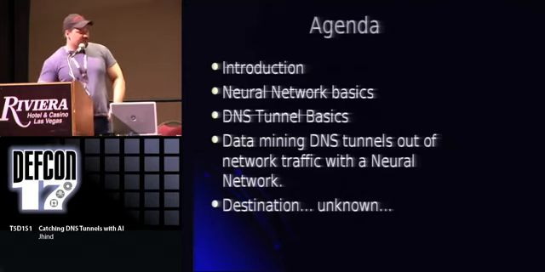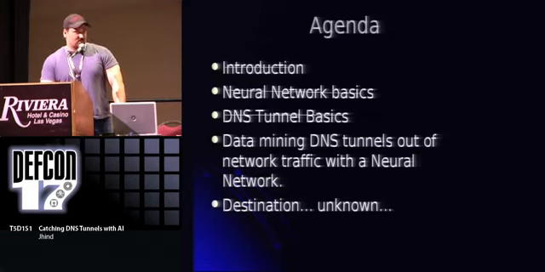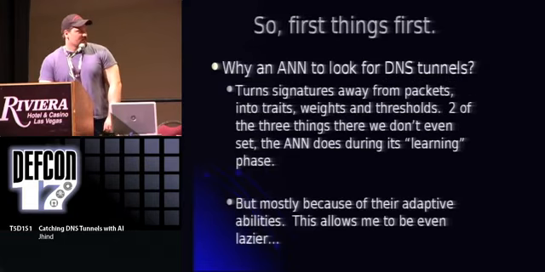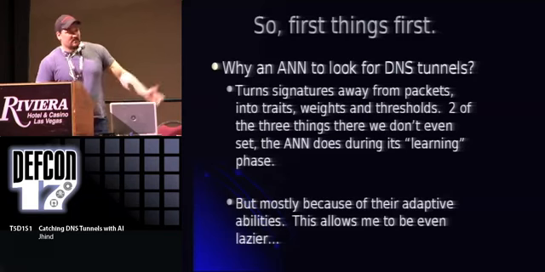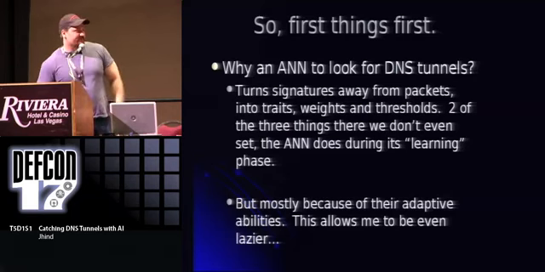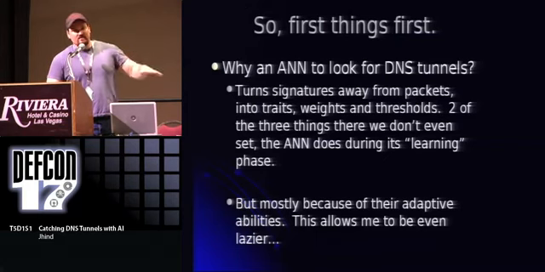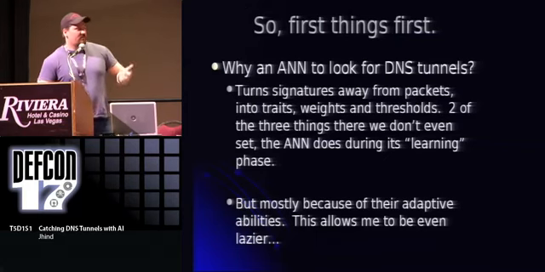Okay, so we've covered neural network basics. We've covered DNS tunnel basics. Let's do some fun stuff. So why use an artificial neural network to look for tunnels? I mean, what's the point, right? Why use AI? So I wanted to get away from packet counting, which is how most things work. Packet counting has very limited returns. It does work a little bit, but it doesn't give us really what we want. It doesn't give me what I wanted.